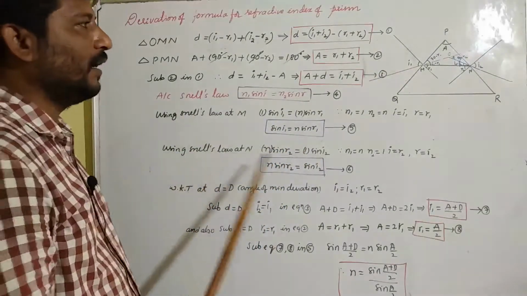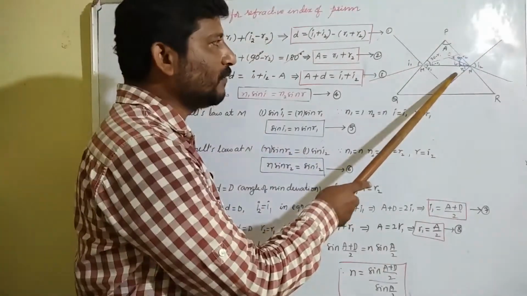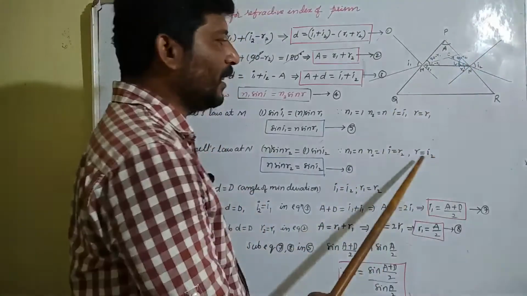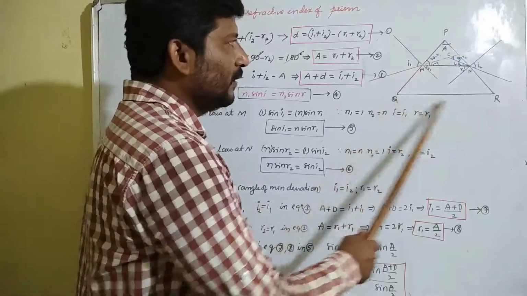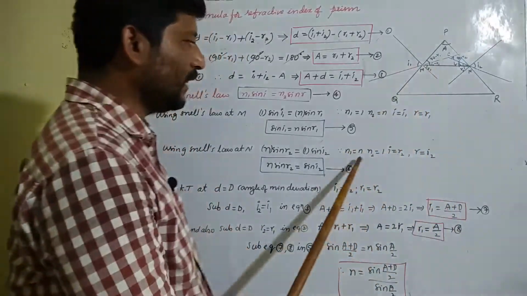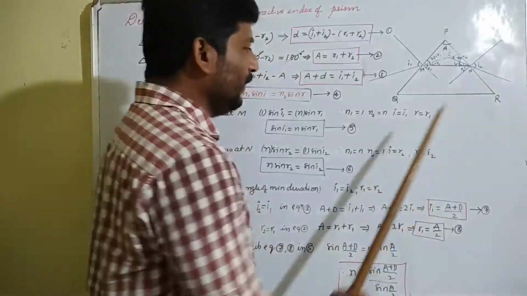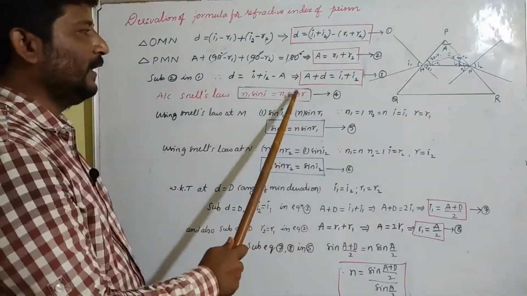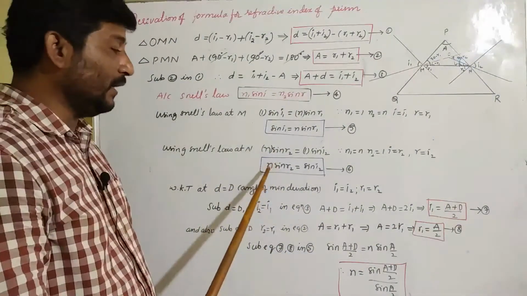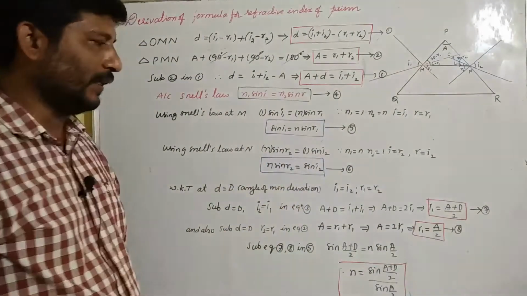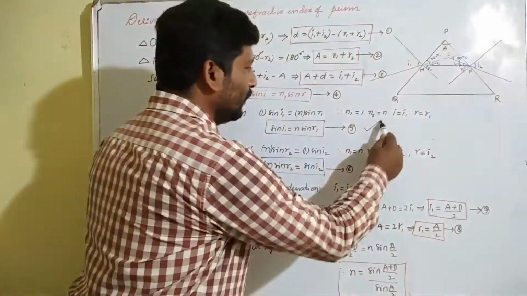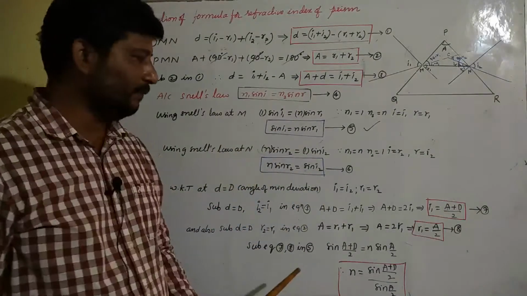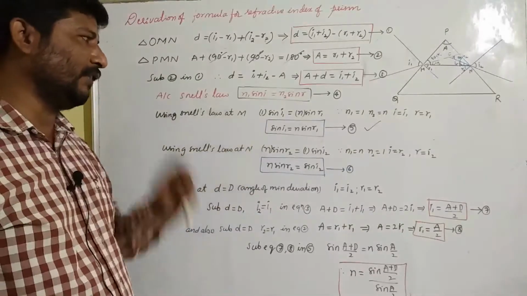Similarly, using Snell's law at N, the angle of incidence I equals R2, the angle of refraction R equals I2, and here the first medium, the prism, has refractive index N1 equals N, and the second medium, air, has refractive index N2 equals 1. Substitute these values in equation 4, that is Snell's law. We get N sin R2 equals sin I2. We use equation 5 to derive the formula of refractive index of prism. We can also use the other equation, but we use this equation.